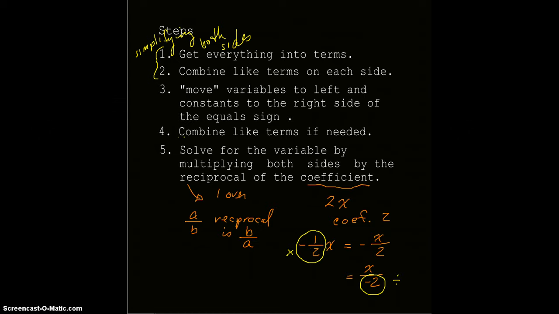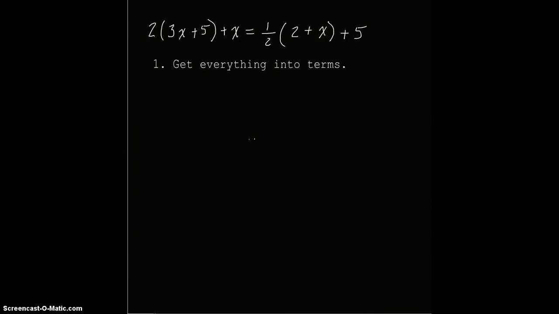This particular step, step 5, is sometimes called isolating the variable. Great. Let's look at an example. This is a nice example. It's a little bit of a mess, but I think we can get through it.